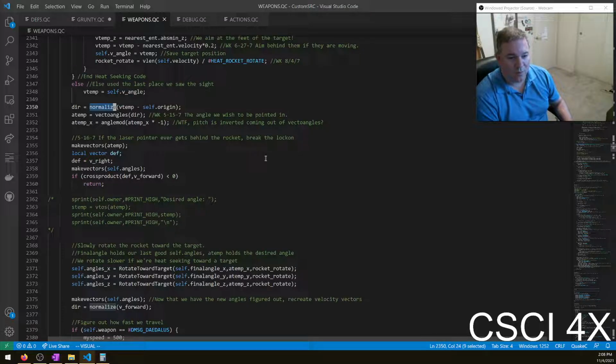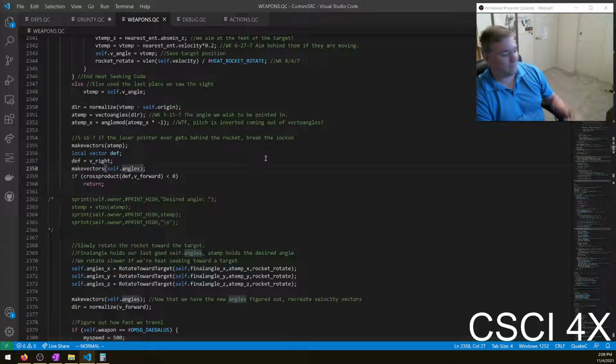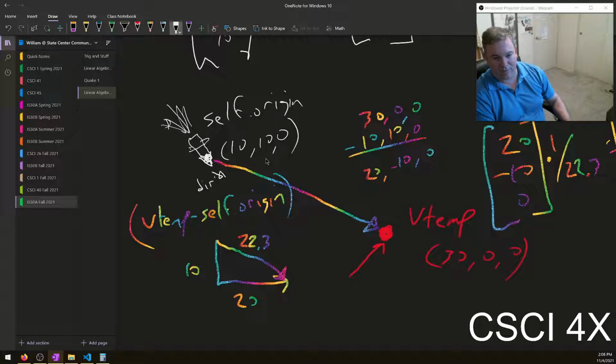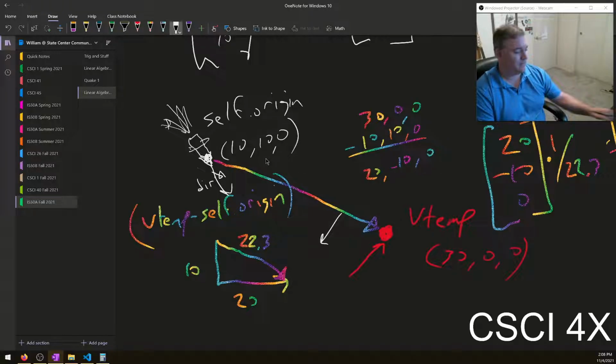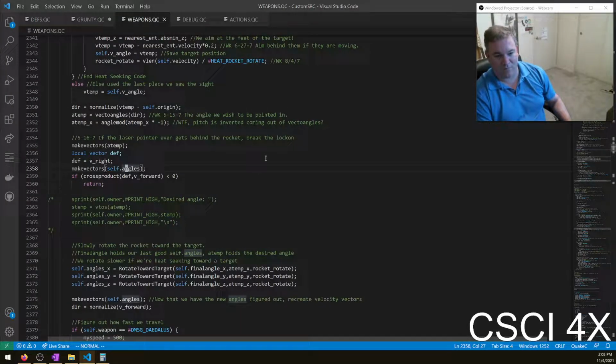And so what we do now is we get the right vector and the direction we're looking, and we're doing a cross product with them. And so we have the cross product of the right vector of this guy and our forward vector here, and we do some vector math, and if the result is less than 0, it's behind us.